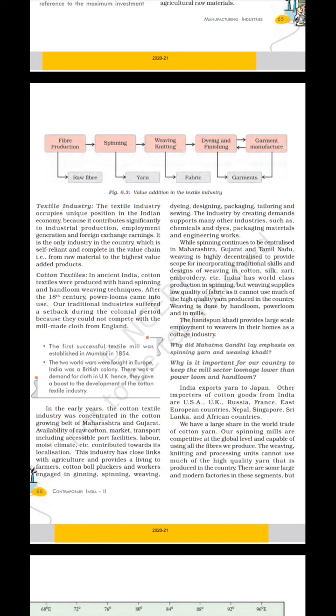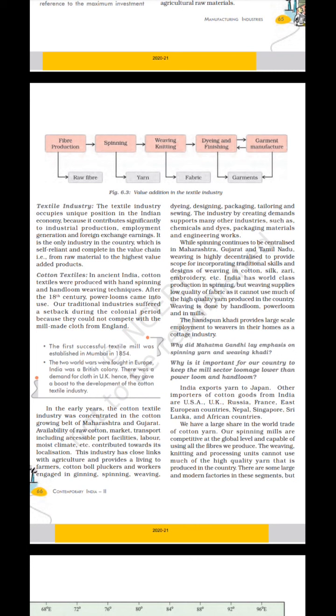The two world wars were fought in Europe. India was a British colony. There was a demand for cloth in the UK, hence they gave a boost to the development of the cotton textile industry. In the early years, the cotton textile industry was concentrated in the cotton growing belt of Maharashtra and Gujarat.